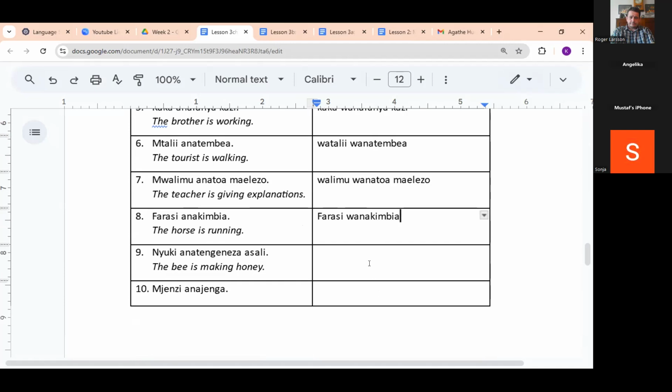Nyuki anatengeneza asali. The bee is making honey. Dada Sonia. Nyuki wanatengeneza asali. Vizuri sana.